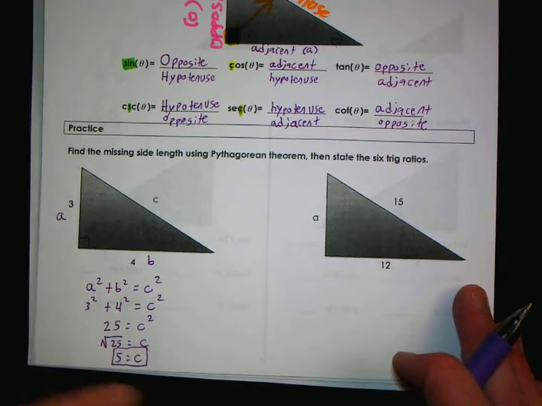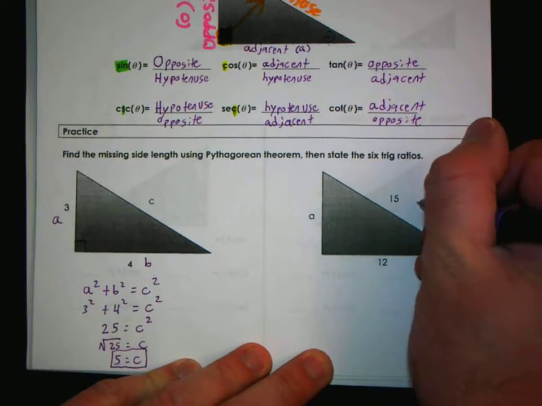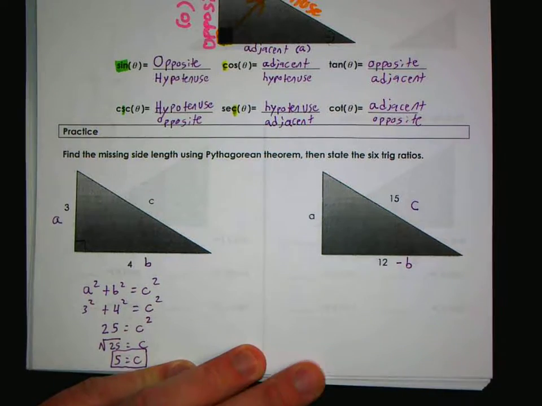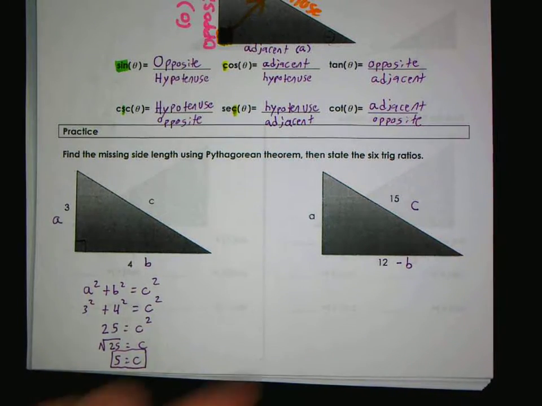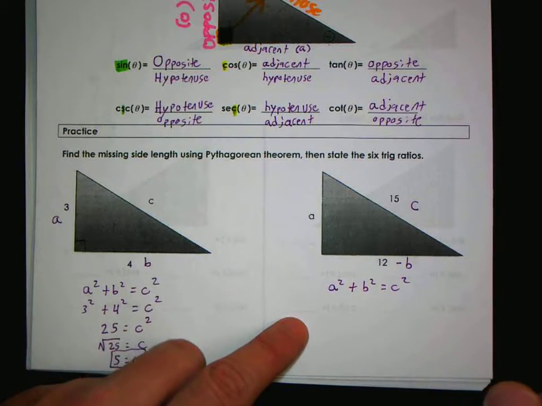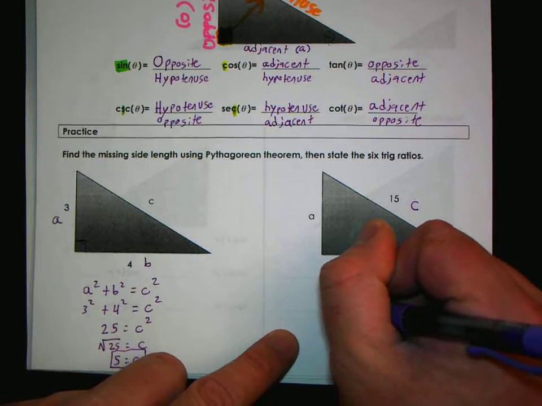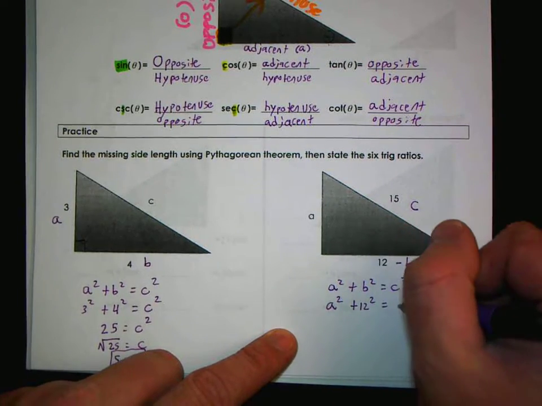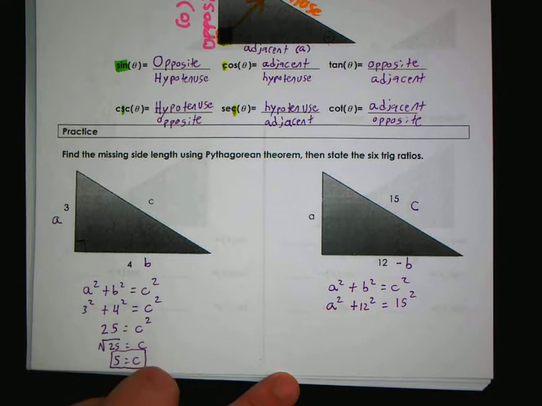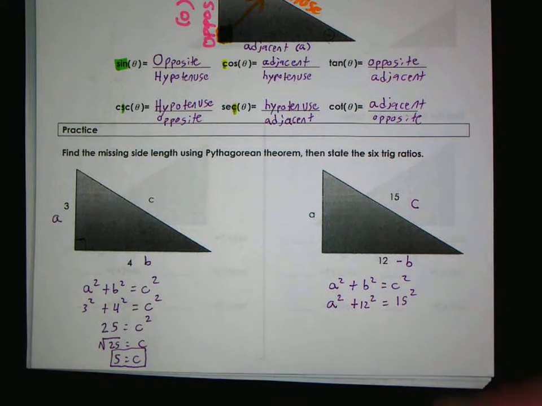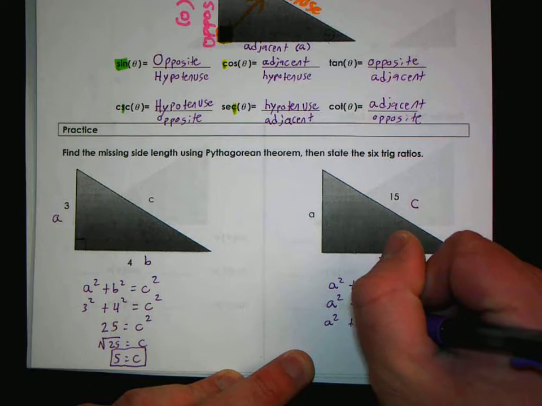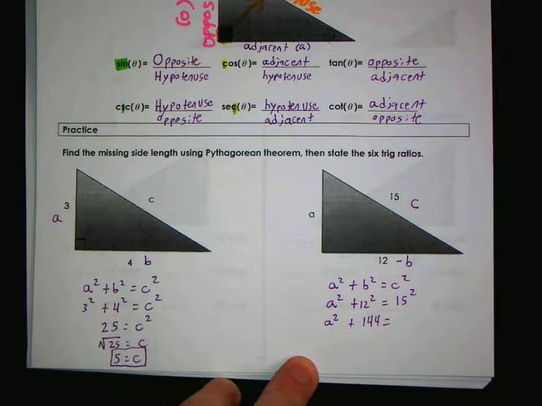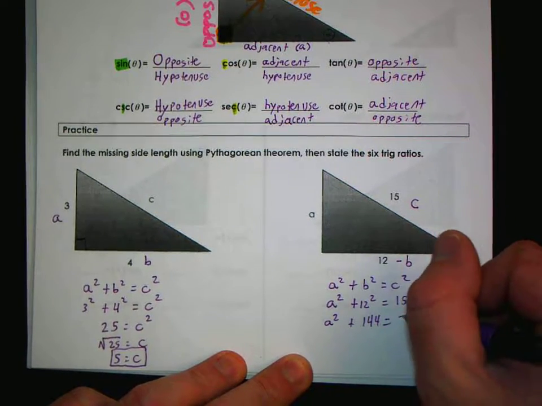Now here, again, this is going to be c. We'll let that be a, we're going to let that be b. The formula is still a squared plus b squared is c squared. We don't know a. B is 12. C is 15. Now 12 squared, 12 times 12 is 144. And then 15 squared, 15 times 15 is 225.